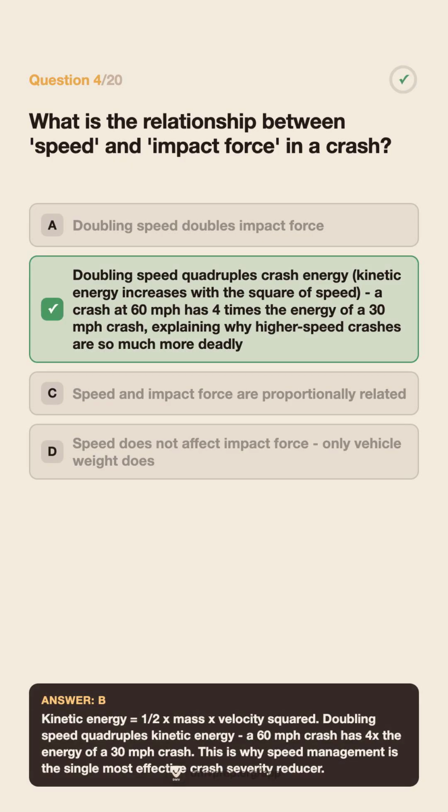The correct answer is B. Kinetic energy equals 1/2 x mass x velocity squared. Doubling speed quadruples kinetic energy. A 60 mph crash has 4x the energy of a 30 mph crash. This is why speed management is the single most effective crash severity reducer.